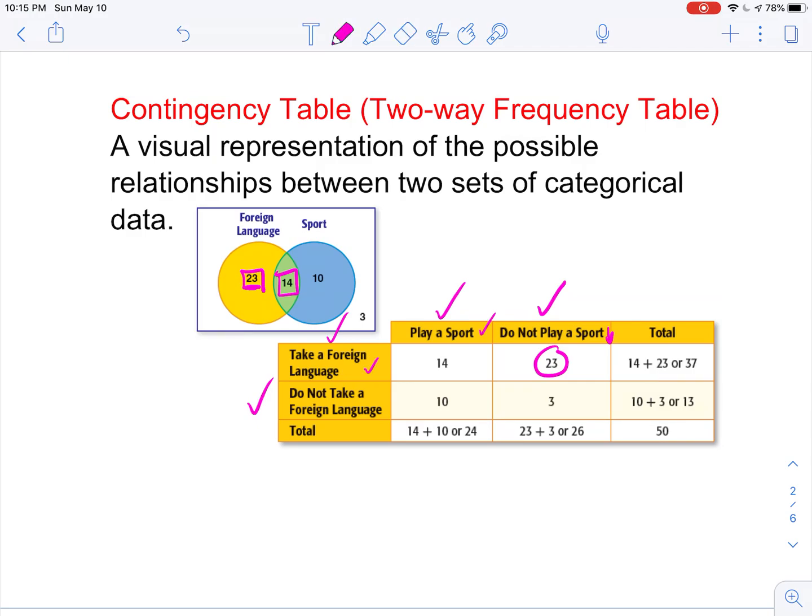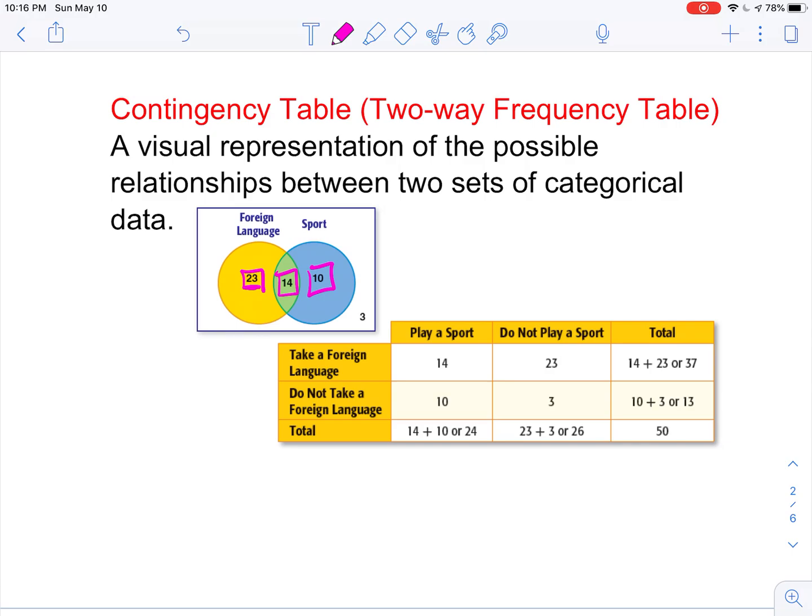What about this 14, the students who play both or who do both? Well, that means it should be in the column that is both take a language and play a sport. That's where my 14 is. Okay, where are the students who just play a sport? Well, look at the two categories. We have play a sport and do not take a foreign language. It falls there. And then those 3 students who do neither of the two get their own spot on the graph. They're not left out. They're not put into the corner. They have their own place on the graph. So that's the benefit of having a two-way frequency table.